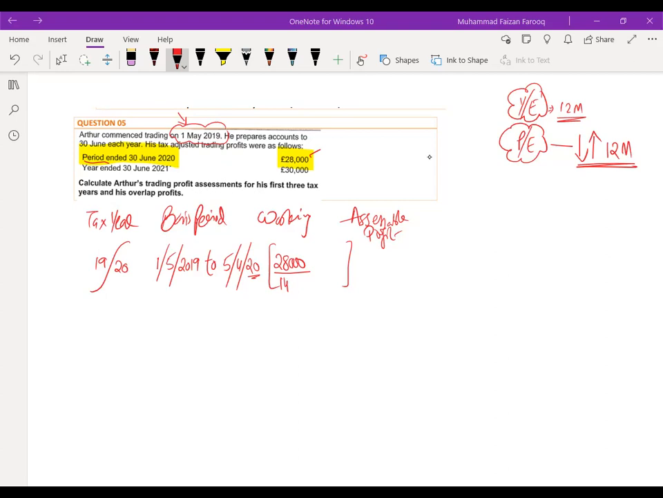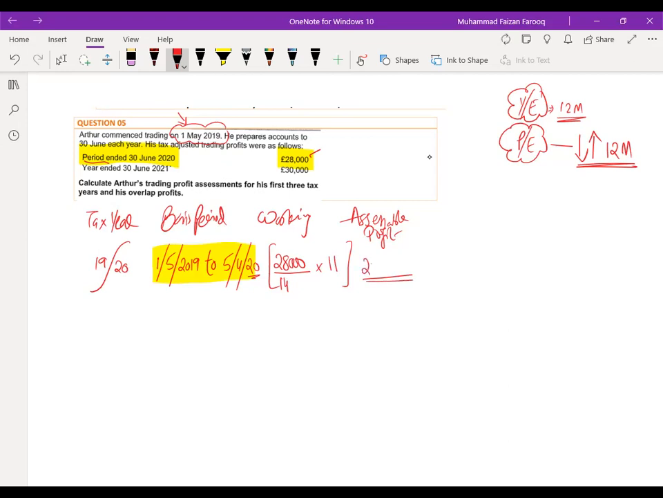Okay. Out of this 14, this period which you made for the first year is how many months? 11 months. How many? Sorry. 11. You are right. 11 months. So what is the answer?